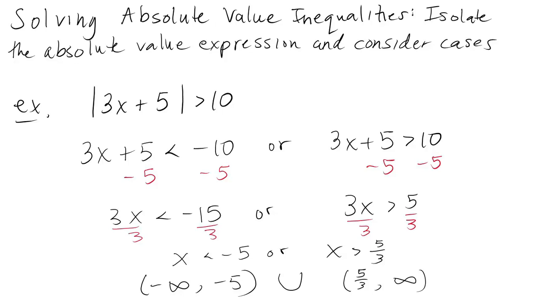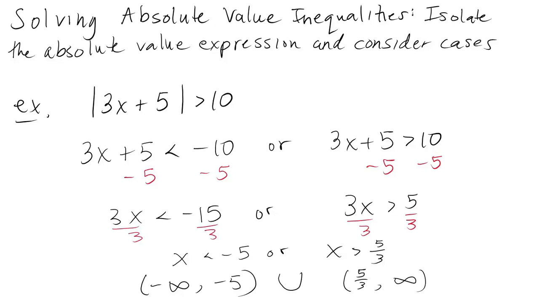We read this as union. So this is the union of these two intervals, the union of the interval from negative infinity to negative 5 and the interval from 5/3 to infinity. Again, it's technically called a cup. Most people just call it the U because it kind of looks like a U. What we're saying here at the end is you can either pick a number that's less than negative 5 or greater than 5/3 and it will make the statement true. If you pick a number between those, it won't work.